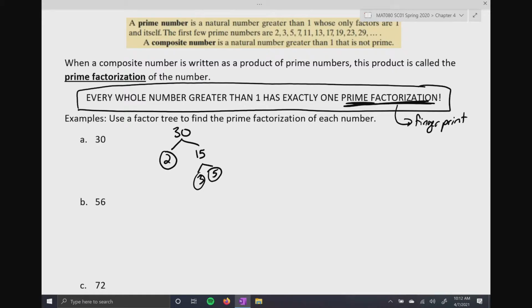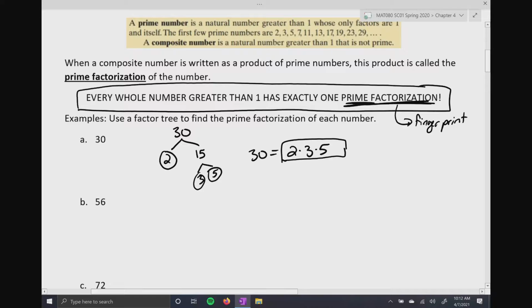So what I just found right here is the prime factorization of 30. In other words, I found its fingerprint. Okay? Let me do my box a little bit better. There we go. All right? So 30 is going to equal 2 times 3 times 5. Okay? Finding prime factorizations, like I said, it's a simple process. You just got to take your time with it.